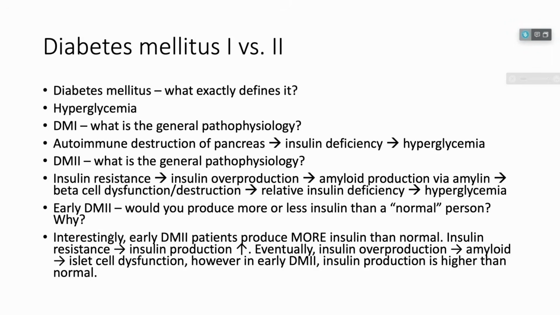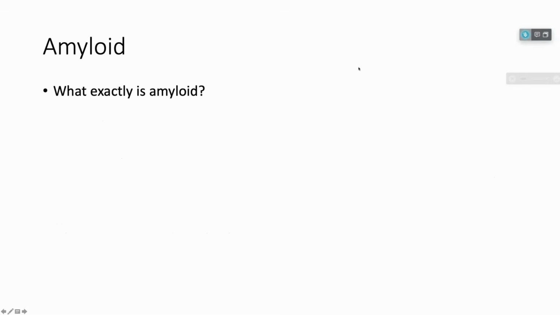And even in pre-diabetics, right? When they say you're pre-diabetic, that's really probably where the insulin production is highest. And so the point is that over time, eventually, because of that amyloid production, you get beta cell dysfunction, and that causes you to not be able to produce enough insulin. Perfect. So Elisa, what exactly is amyloid?